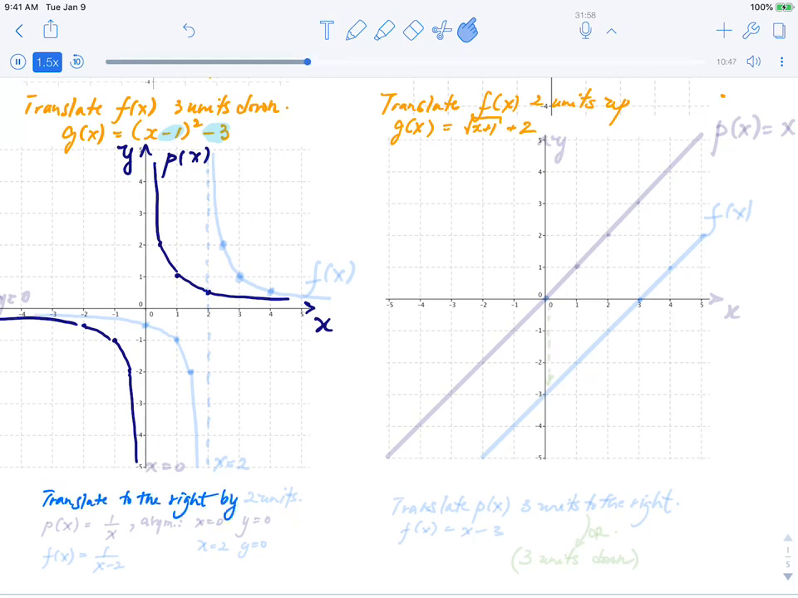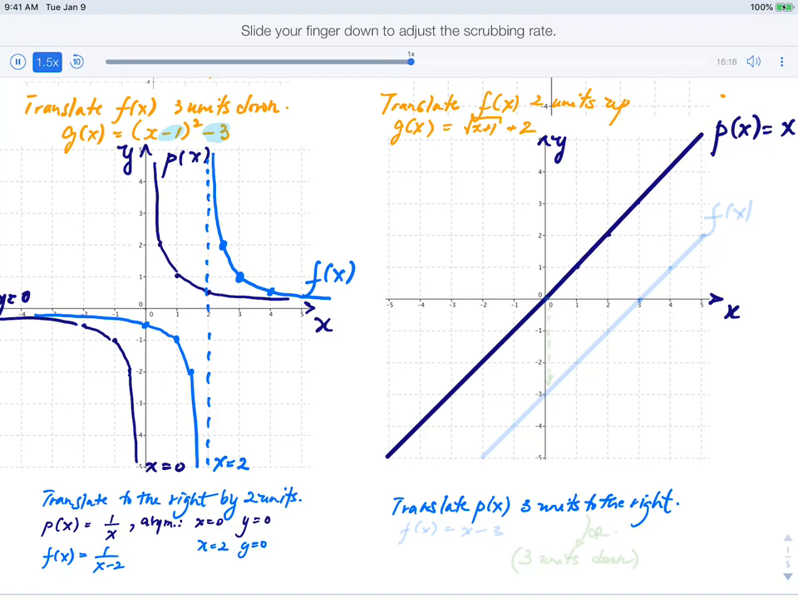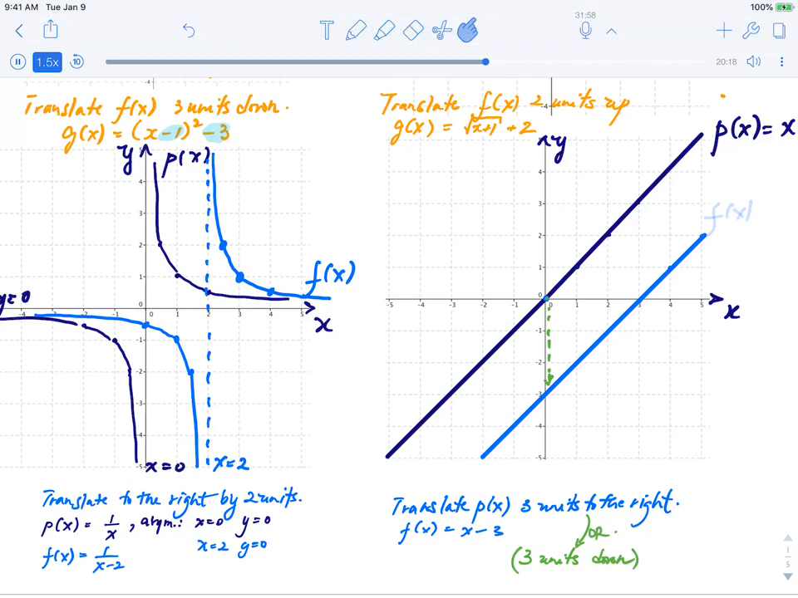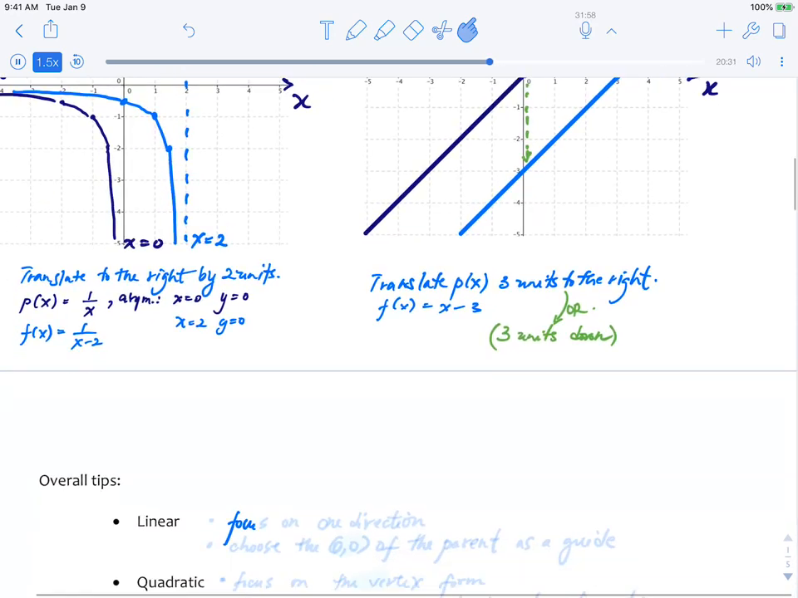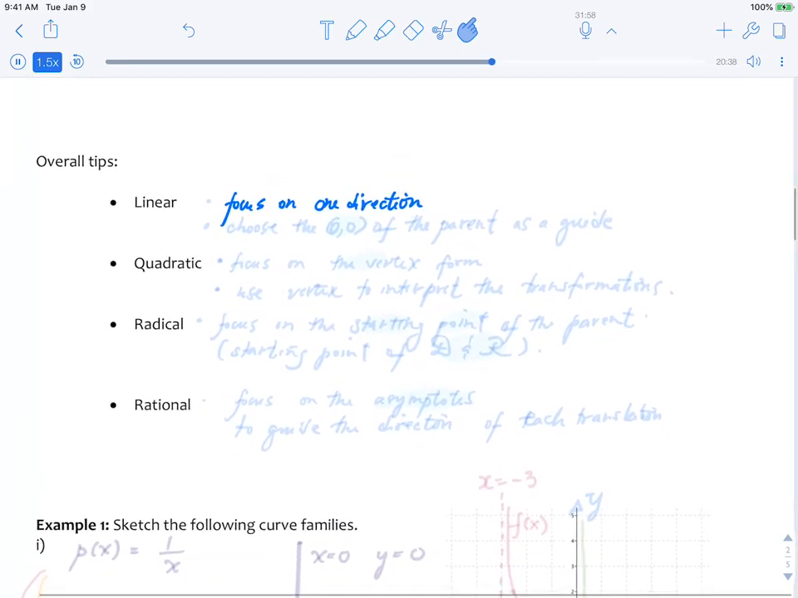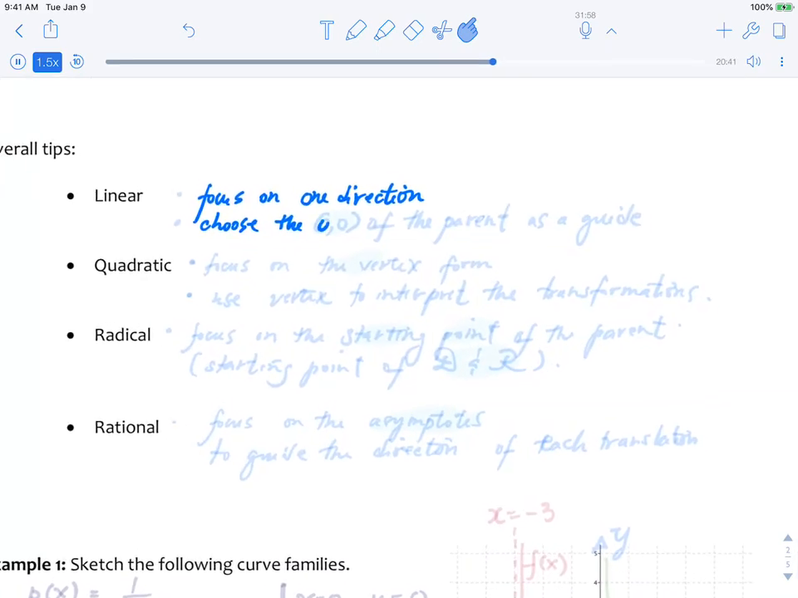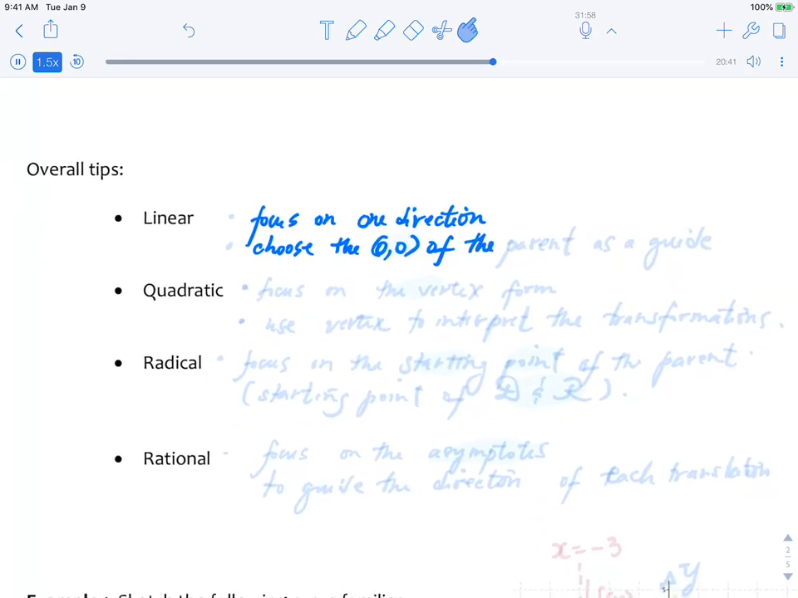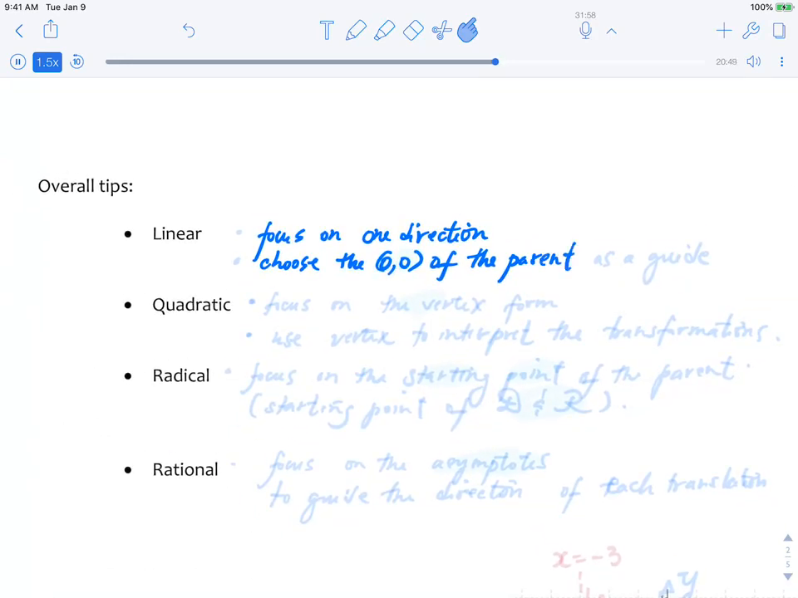By, let's say, 2 units. And label. Okay, so let's have some fun with the examples. Oh, tips, right. Linear, so focus on one direction. And choose the 0, 0 of the parent as a guide in graphing and in describing it algebraically.